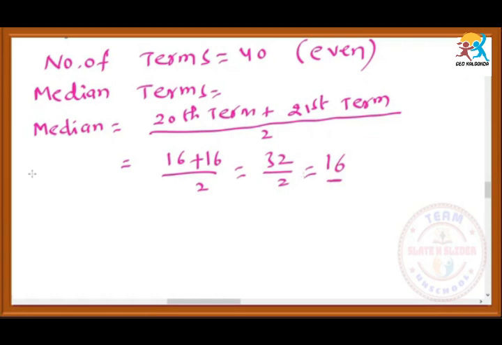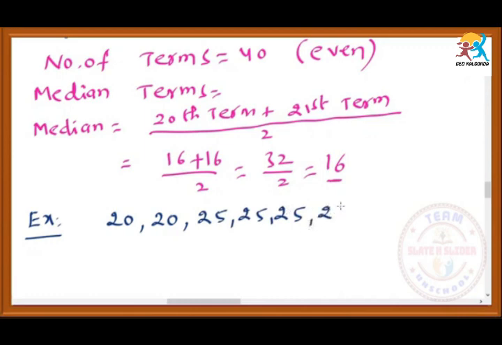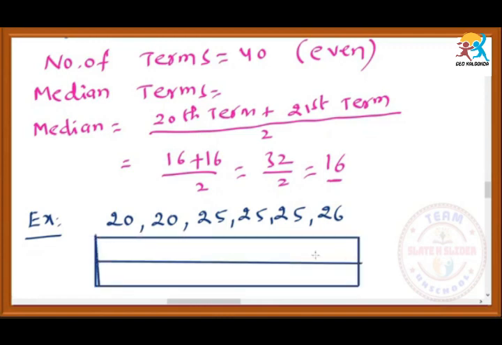So let us take one small example. See this, find the median of 20, 20, 25, 25, 25 and 26. For this data we have to find out the median. If I give this in the tabular form, the frequency distribution tabular form, I will convert this into a frequency distribution.